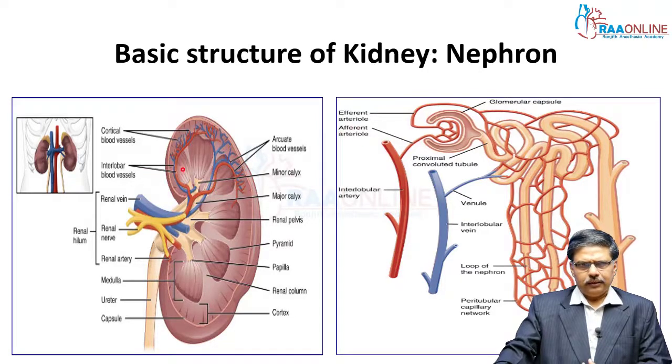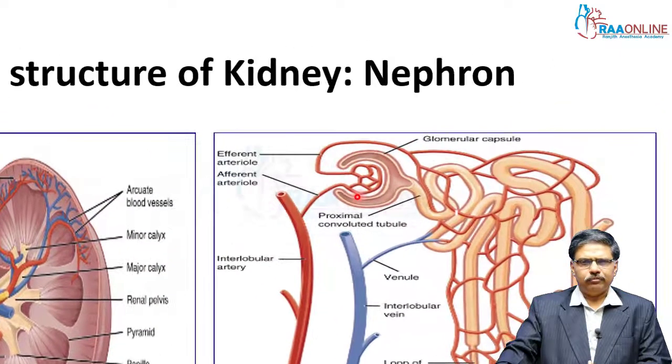So, the kidneys are composed of what is called the nephron. The nephron is the functional unit of the kidney. The main function of the kidney is performed by the nephron. Roughly there are 1 to 2 million nephrons in the kidneys, and each nephron is made up of a glomerular tuft, a Bowman's capsule, and the tubules.